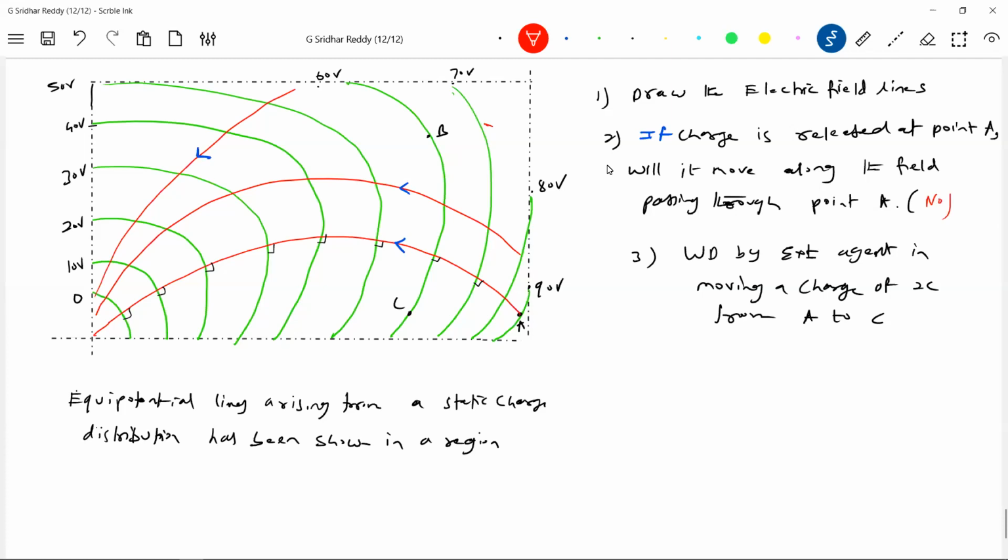So what are lines of force? Is it a path traced by the test charge released in that field? The answer is no. So what are the lines of force? If you draw a tangent, it will give the resultant E bar.